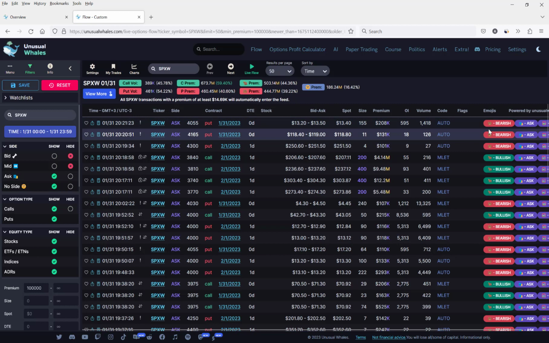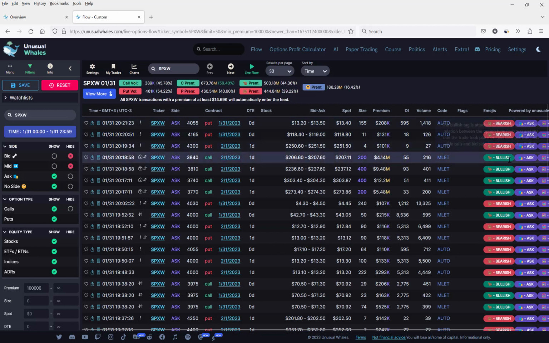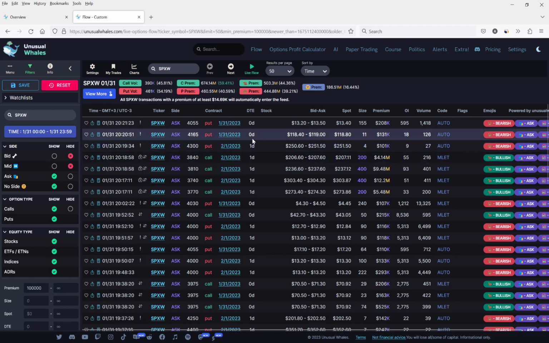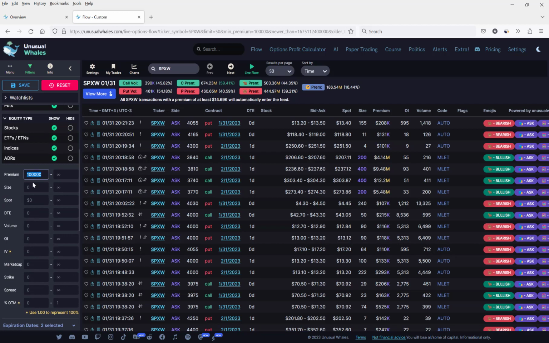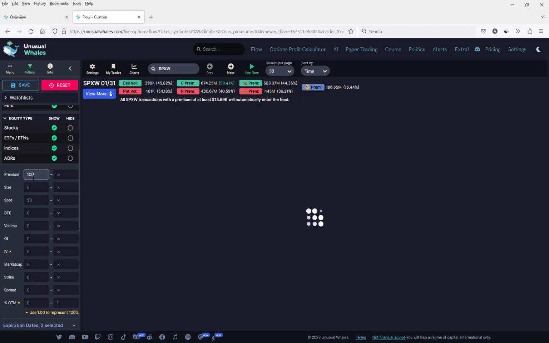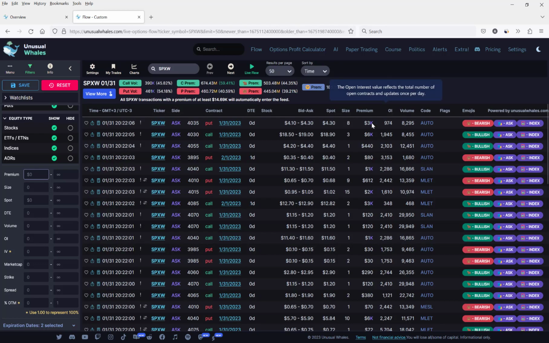You will see this is a put, that means exactly right away this is bearish. This is a call, that means this is bullish. You will see that the expiration date is one day, and this is a 0 day trade. You will see here the strike, puts or calls, and you will see the date here. So do not touch anything here and jump on this. Make sure you put this on $100,000. You don't want to see all the flow.